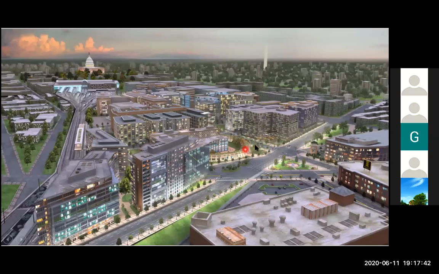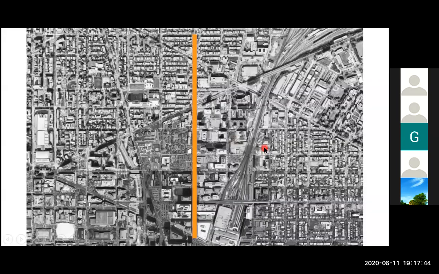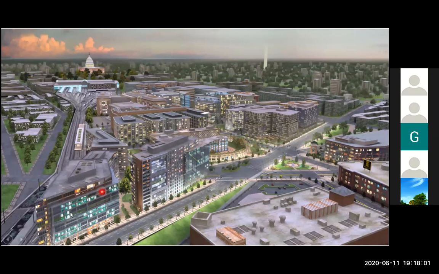Let me go back so you can understand this picture. Imagine yourself in a helicopter right about here, looking in this direction. You're looking south, southwest, toward the Capitol. So this is a rendering. Again, this is where that little gas station was. This triangle was totally empty. This building exists. This building is under construction.